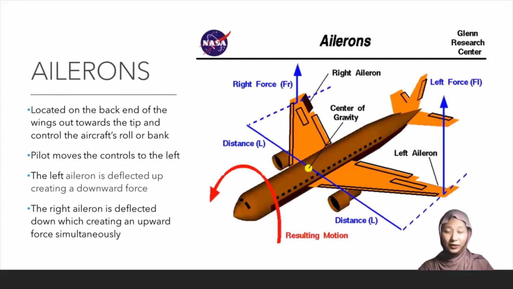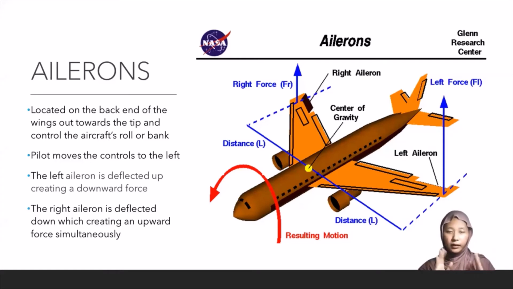Now we focus on the aircraft rolling to the left. When the pilot moves the controls to the left, the left aileron, as you can see on the image, will be deflected up and create a downward force. At the same time, the right aileron is deflected down, creating an upward force. This results in the aircraft rolling to the left.